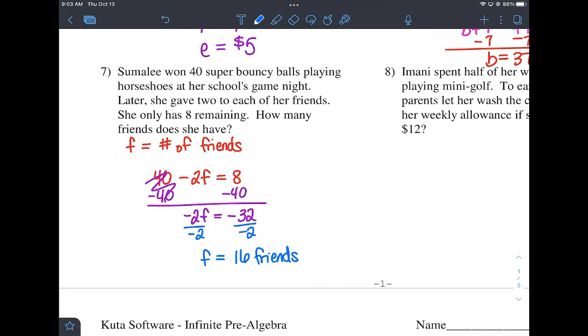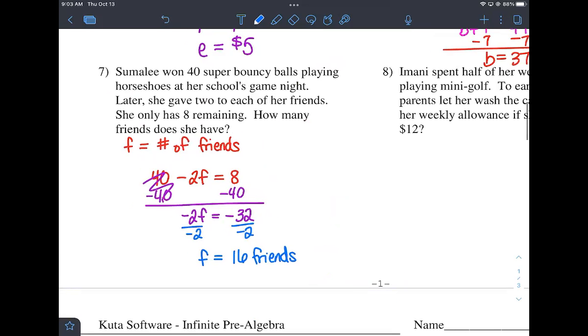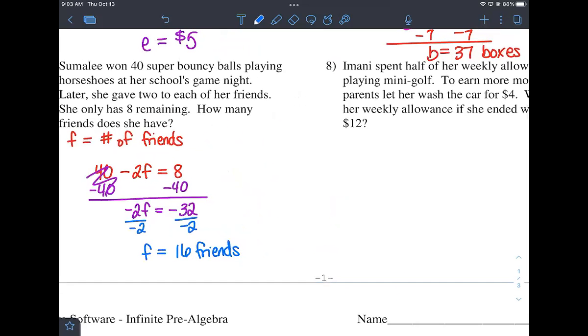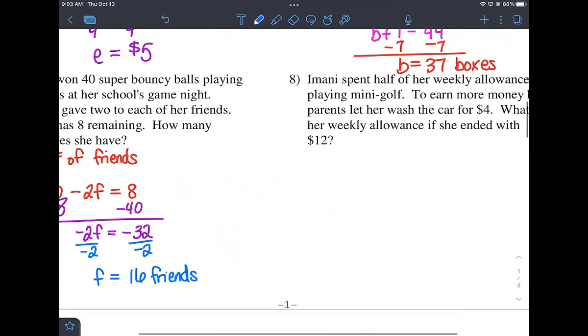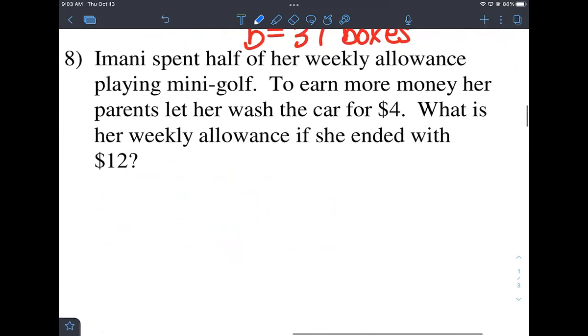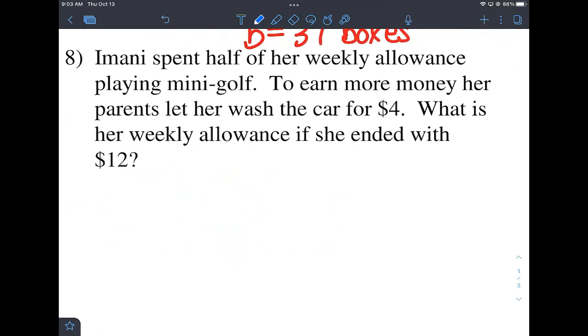We're now 87.5% of the way done. About to be 100% if we can finish number 8. Number 8 says Amani spent half of her weekly allowance playing mini golf. To earn more money, her parents let her wash their car for $4. Cheapskates. What's her weekly allowance if she ended with 12? What's her what? Weekly allowance?